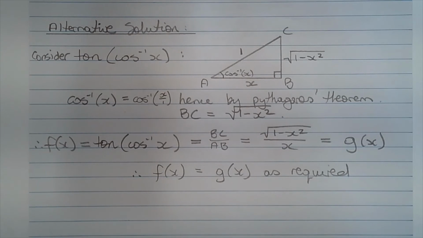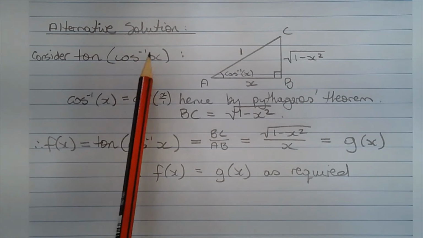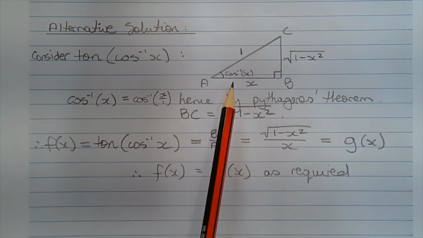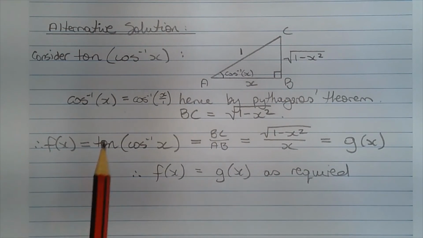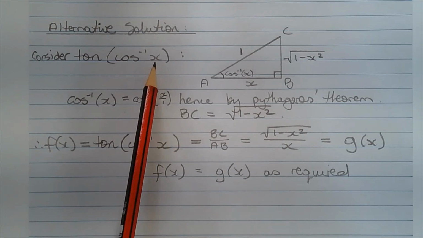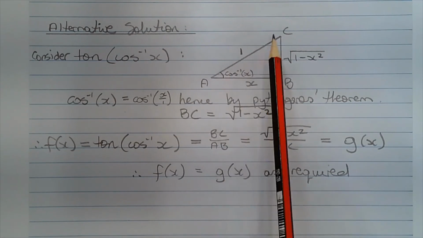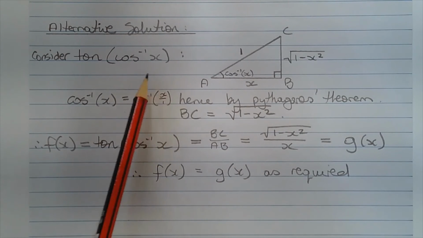The following is an alternative solution based on geometric methods. Consider tan of inverse cos of x. Now, inverse cos of x represents an angle in a right angle triangle formed by the ratio adjacent over hypotenuse. So if adjacent over hypotenuse equals x, that means the adjacent side must equal x and the hypotenuse must equal 1. And I've stated that here.